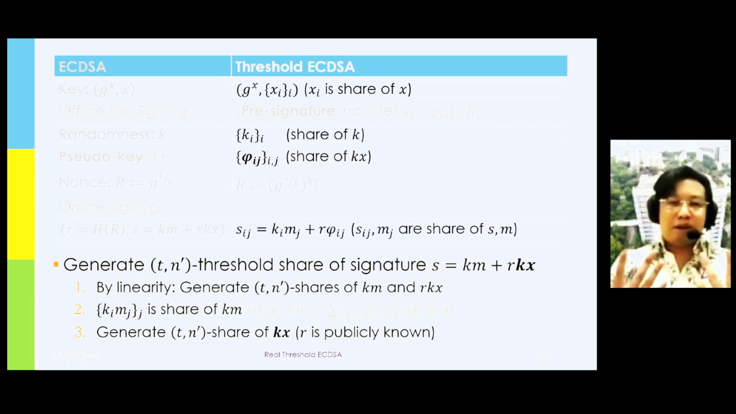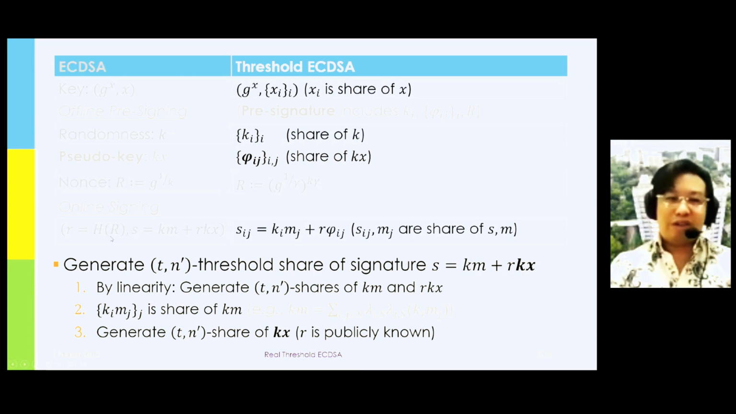So that will be the template of the first hole of ECDSA. So eventually we want to generate the ECDSA signature in this format. We have KM and RKS. So by the linearity, we can generate the threshold share of both terms. And the first term, M, is actually the message to sign. We can easily secret share that because that's publicly known. Everybody knows about that.